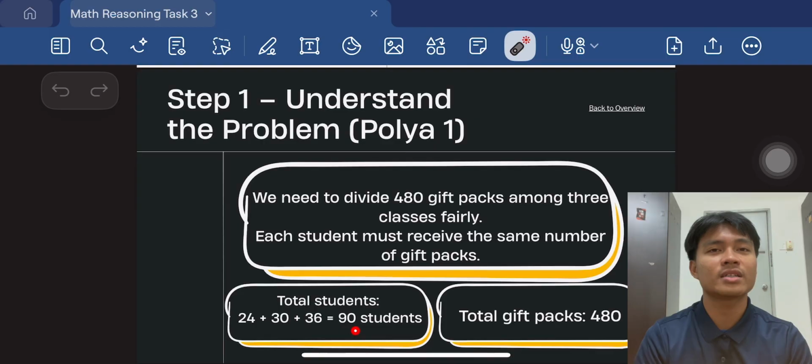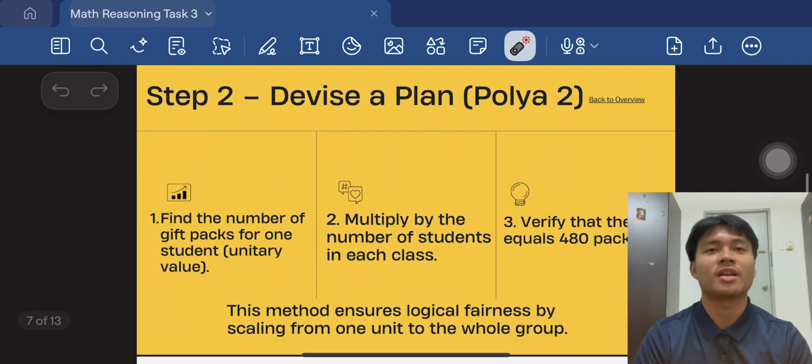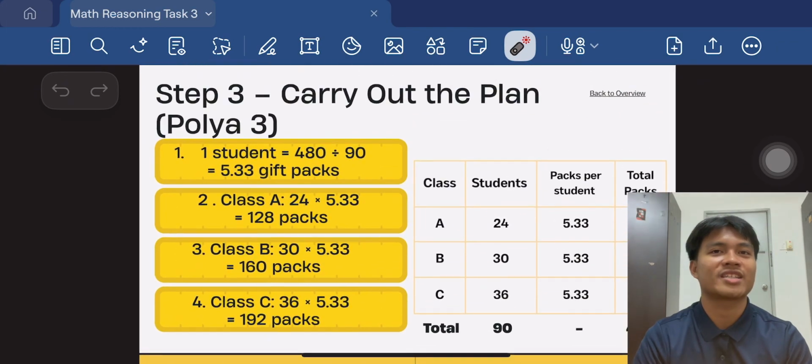Now for the second step, devise a plan. The plan is simple. First, find how many gift packs one student should get. Then multiply the number by the number of students in each class. And finally, check that the total adds up to 480. By starting with one student, we make sure the whole distribution is built on fairness. Okay, let's see how this plan works in action.